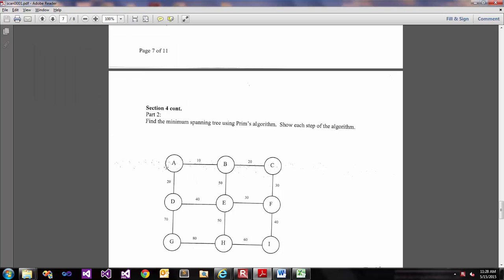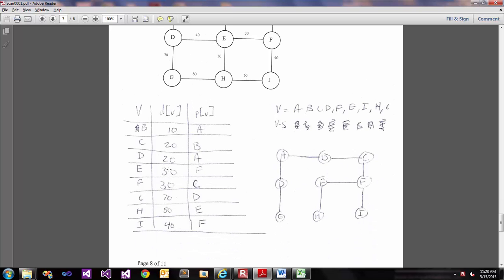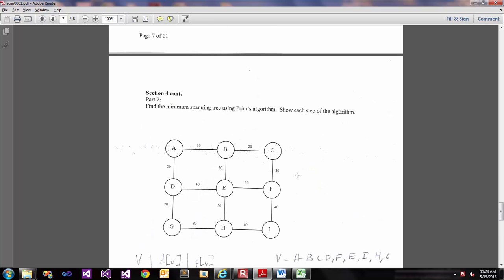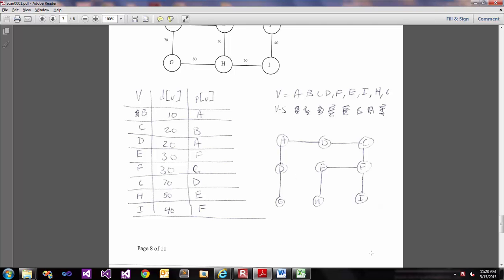Continuing on with the review, we have now our CS 113 final review, section 4, part 2. Here we have another graph. This time it is an undirected graph with weights. And what we'll be doing here is running Prim's algorithm and showing each step of the algorithm. Again, we start off with the table the same way where we had V and VS. And basically we want to also draw the final tree.